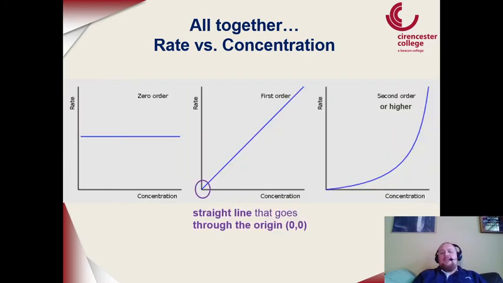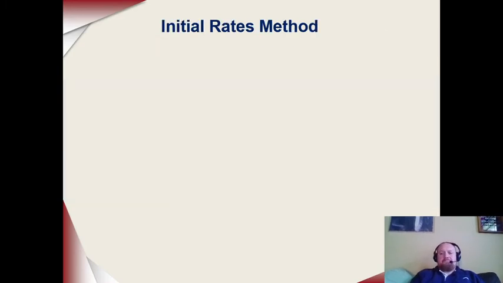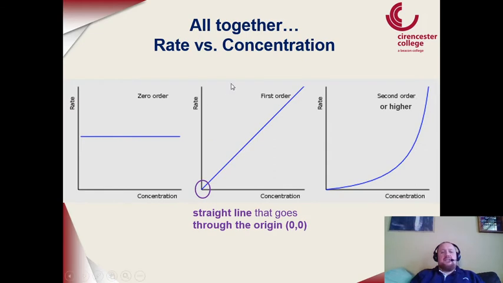So this is what they all look like together. And as I said, the features are: zero order does not go through the origin, it is a straight horizontal line. First order goes through the origin and is a linear line, and the second order is going to look like half of a parabola. If you have third order, it's going to look like a cubed function, for those of you that do maths. Fourth order, and so on, going higher and higher.